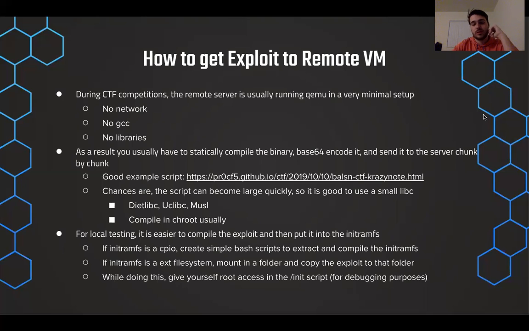So you might want to use a smaller version of the libc libraries. They have diet libc, uClibc, musl is another good one. glibc is massive. You don't realize until you statically compile and base64 encode it, but it is very large. So you might not want to use it.